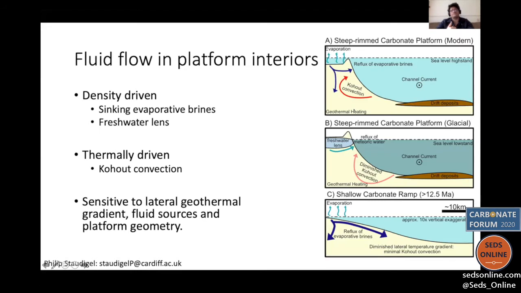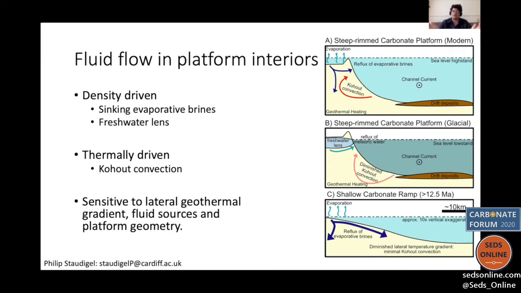So on carbonate platforms, in this case, we're looking at the margin of a carbonate platform. There's a number of different fluid flows at play. Here we're presenting the larger scale ones, which are the reflux of evaporative brines, freshwater infiltration during glacial low stands, and the thermally driven Kohout-style convection, wherein fluids are drawn in along the margin, geothermally heated, and then raised up, which basically is a giant autosiphon. And we're going to be looking at changes in that in response to changes in platform geometry.